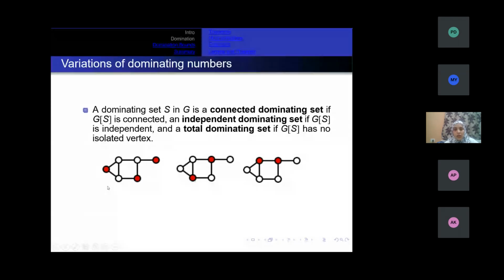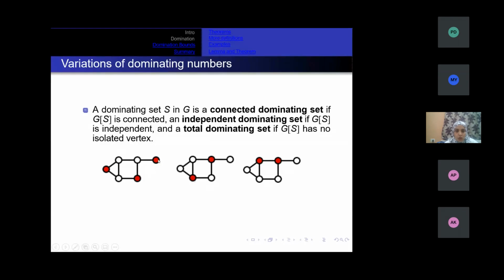Next comes the total dominating set. Here in this total dominating set, we have to see that it should not have any isolated vertex. We have to consider such vertices wherein the dominating set should not have any isolated vertex. So this vertex is not isolated, it is connected to this, it is connected to this. And this vertex is not isolated, it is connected to this, it is connected to this. So here all the vertices in the dominating set that we are considering have no isolated vertices.